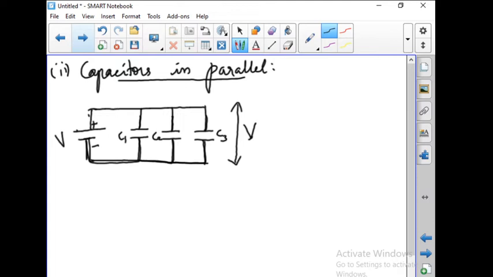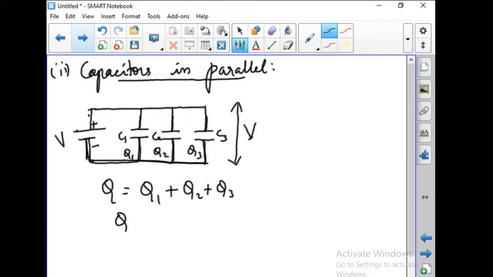Since the capacitance of the capacitors is different, C1, C2 and C3, the charge stored in each capacitor is not the same. So they may have different charges, represented as Q1, Q2 and Q3. According to the conservation of total charge, the sum of the three charges is equal to the charge Q transferred by the battery. So we can write Q is equal to Q1 plus Q2 plus Q3.